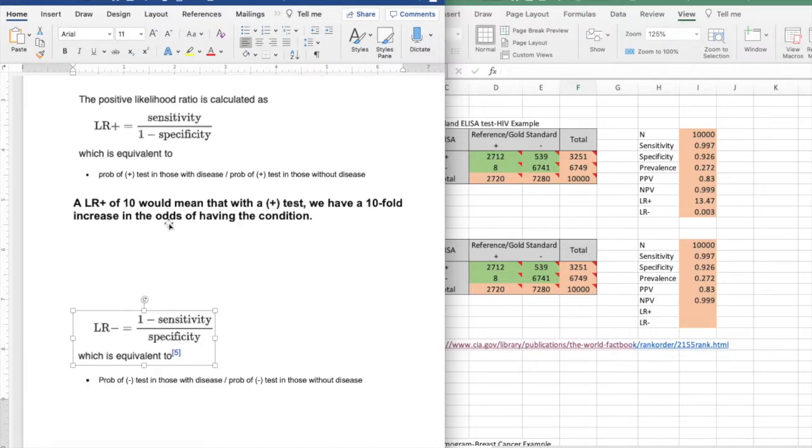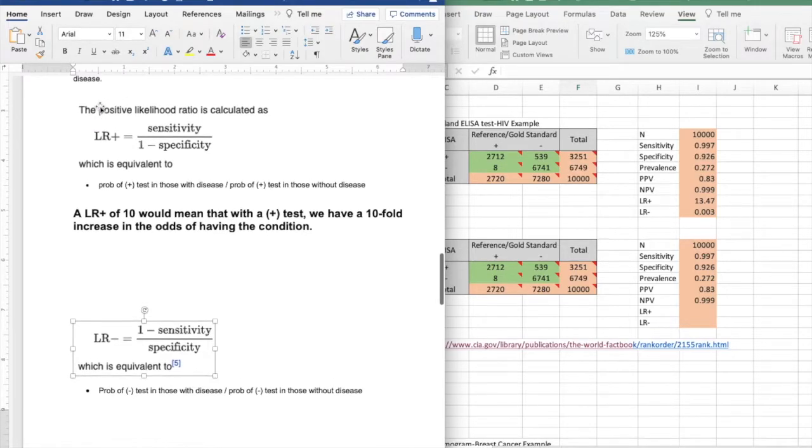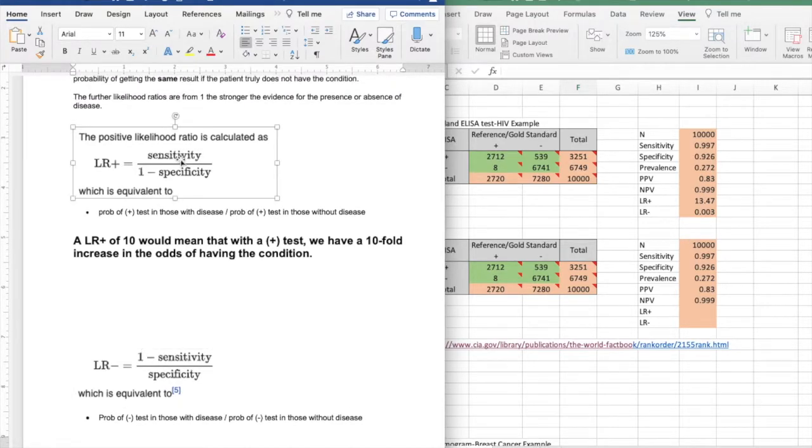So it's never a negative number. A positive likelihood ratio is referring to a positive test result, and it's calculated this way with sensitivity and specificity. Or in other words, a positive likelihood ratio is the probability of a positive test in those with the disease over the probability of a positive test in those without the disease.